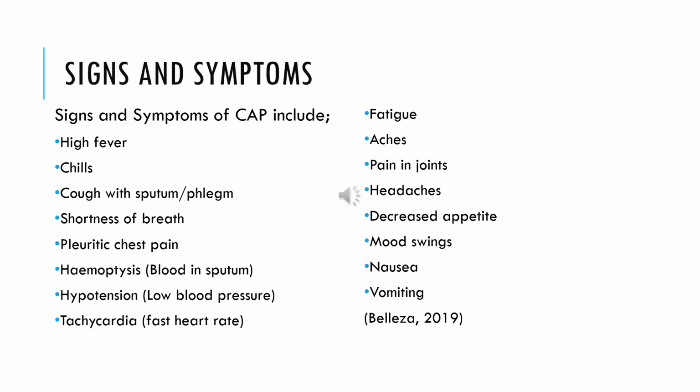There can be many signs and symptoms associated with community-acquired pneumonia. These signs and symptoms can include a high fever, chills, cough with sputum or phlegm, shortness of breath, pleuritic chest pain, blood in sputum, hypotension, tachycardia, fatigue, aches, pain in joints, headaches, decreased appetite, mood swings, nausea and vomiting.